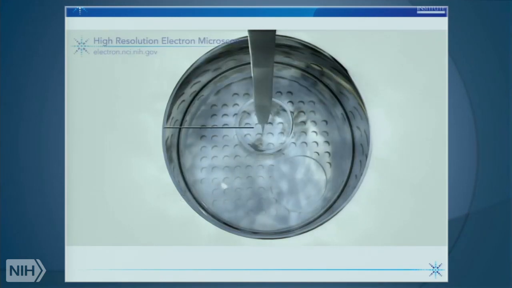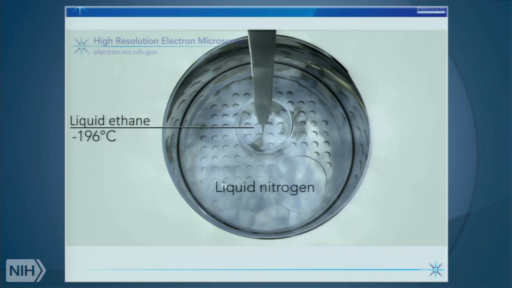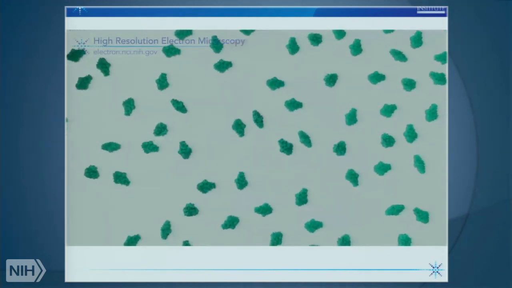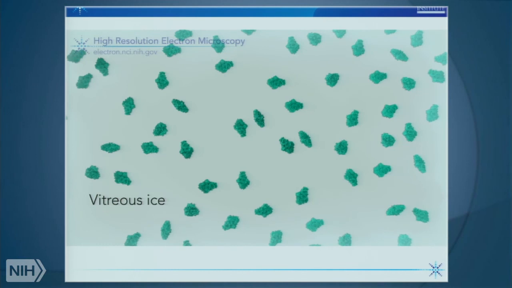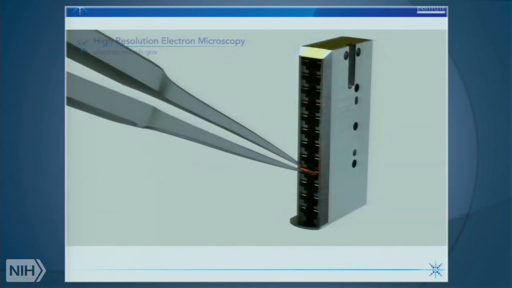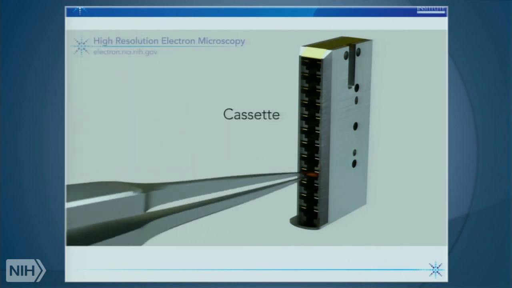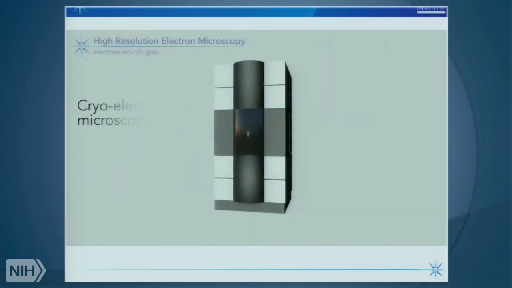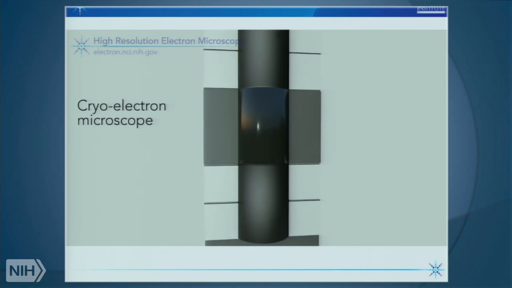And when that's plunge frozen in liquid ethane, cooled by liquid nitrogen, the sample becomes vitrified, meaning that the speed of freezing is so quick that it preserves the sample in a glass-like state, and we think this is a near physiological state of these protein complexes. Once it's frozen, the sample stays at liquid nitrogen temperatures and can be delivered into the column of an electron microscope, such as the one shown here, a Titan Krios microscope.